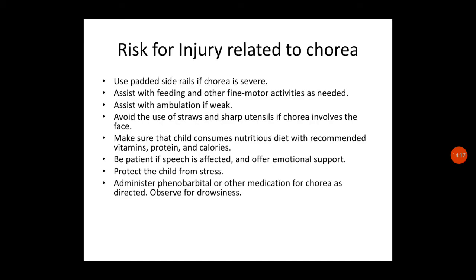Risk for injury related to chorea: use padded side rails if chorea is severe. Assist with feeding and other fine motor activities as needed. Assist with ambulation if the person is weak. Avoid the use of straws and sharp utensils if chorea involves the face. Make sure that the child consumes a nutritious diet with recommended vitamins, proteins and calories. Be patient if speech is affected and offer emotional support for the person.